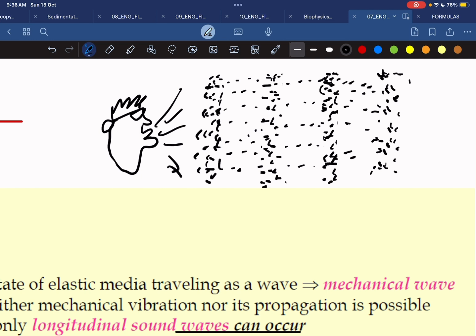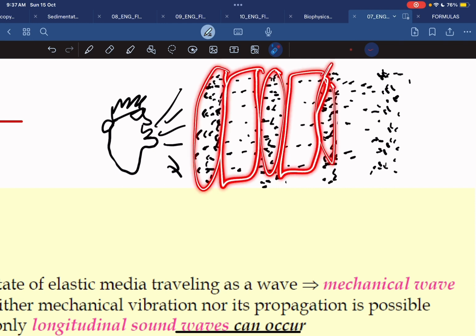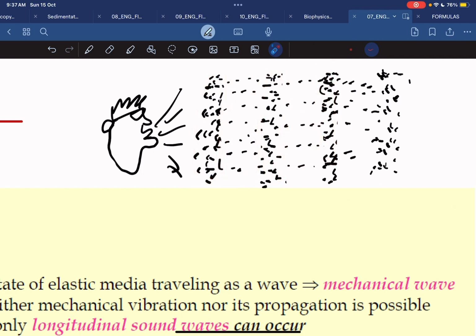Okay, yeah. So you can see over here how this area is compressed and this area is compressed, this area is compressed, but this area they spread out, or you can say rarefaction. Okay, so this is how sound propagates. It takes one of the particles and it makes the particle oscillate this side and this side.